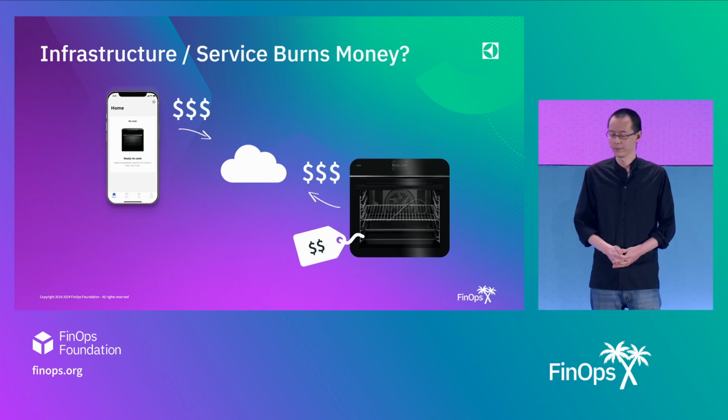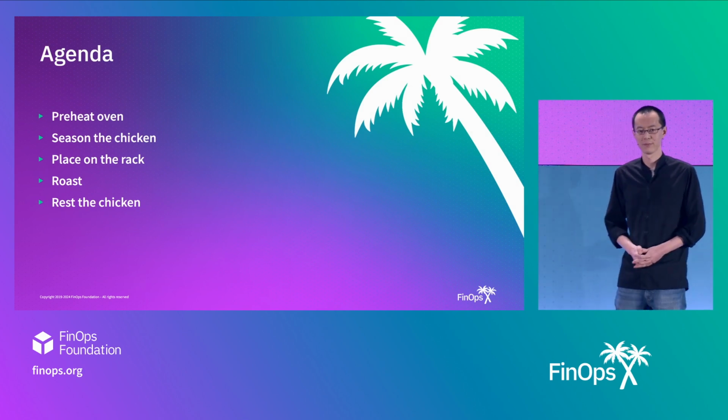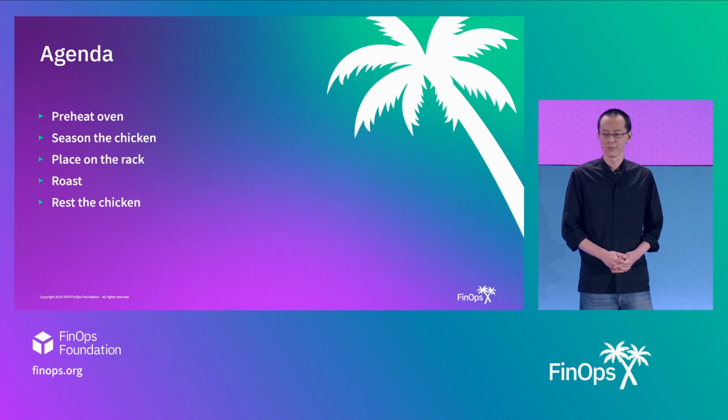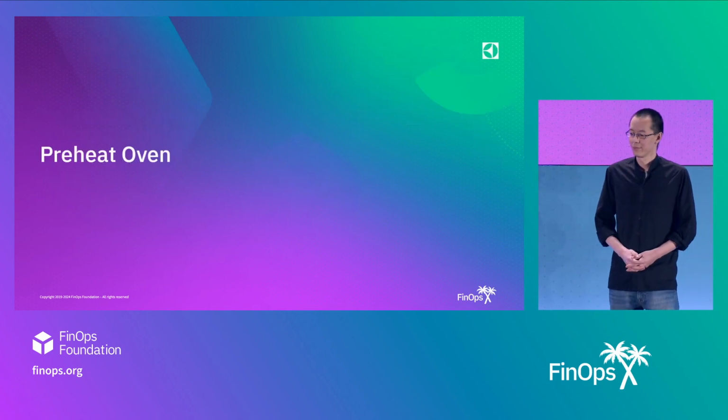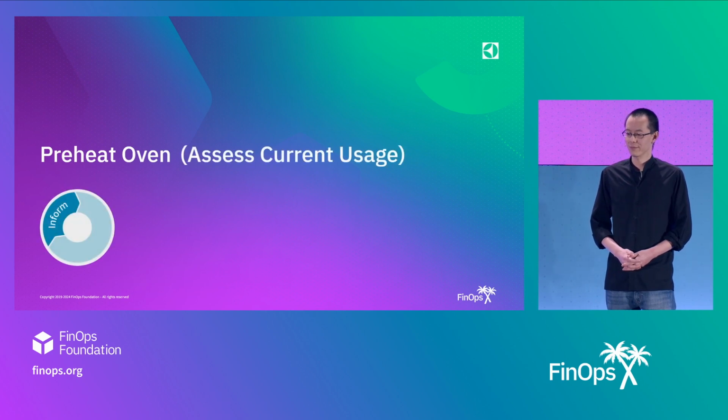So we are here today to share with you our own recipe, how to take costs under control, and also, in the meantime, how to roast the chicken. And the first step is, of course, to preheat the oven, meaning that we need to assess the current usage. We need to really understand how much we spend.